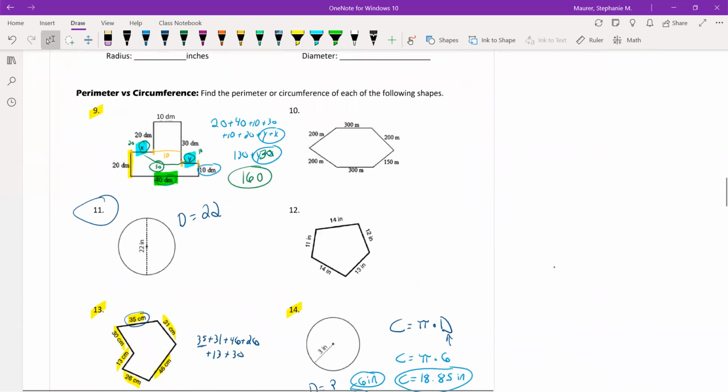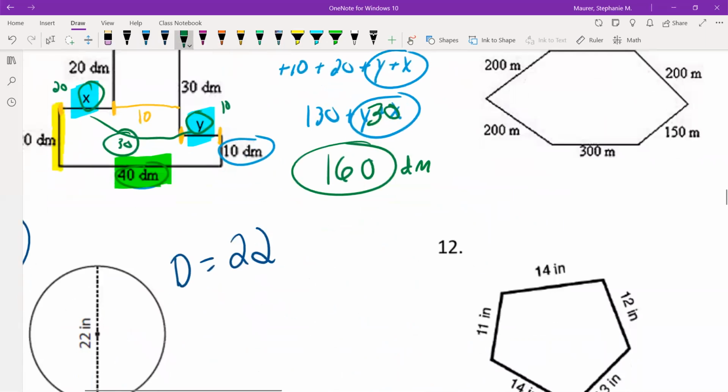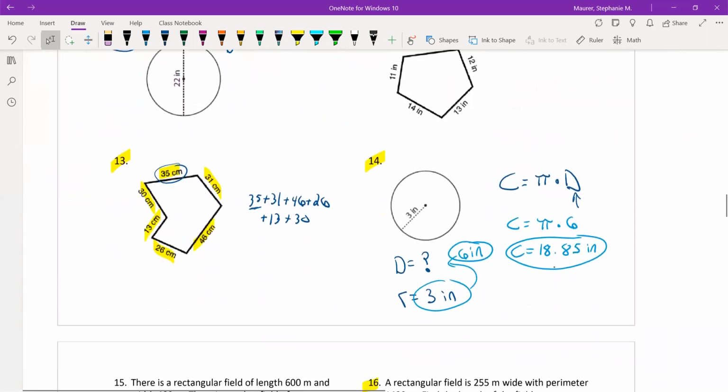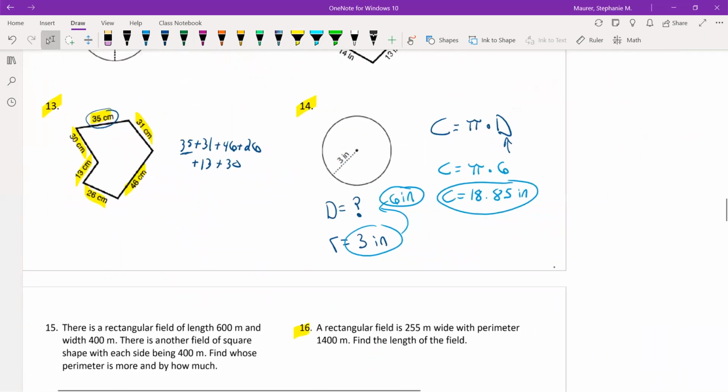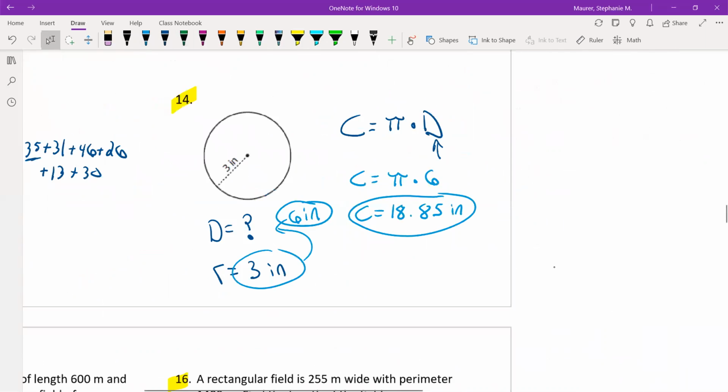And going back to our actual first example, I realized I did not put units. So we're at decimeters. I should include decimeters as my units. Perimeter and circumference are all one-dimensional, so you don't need to worry about squaring those units. It's just inches, period. And that would be our answer.